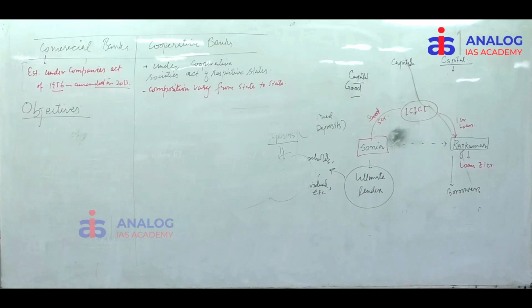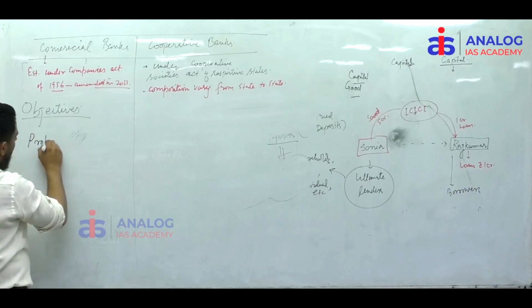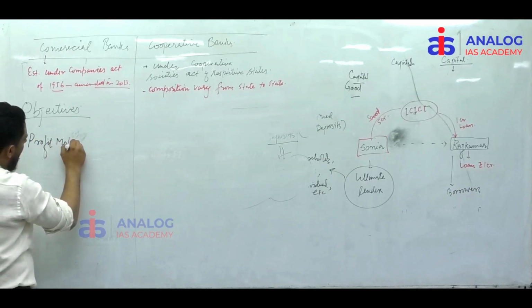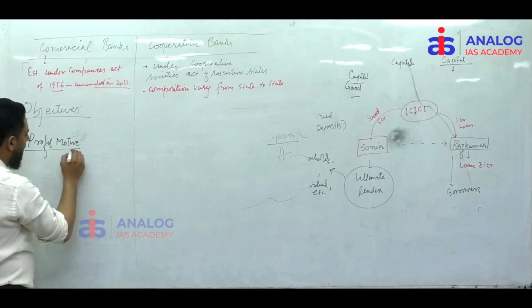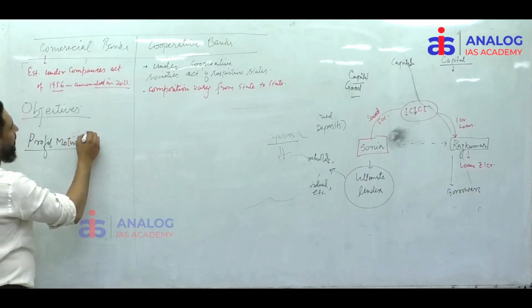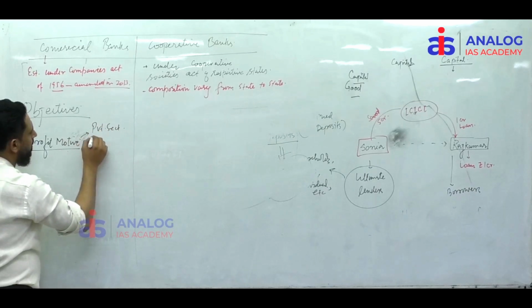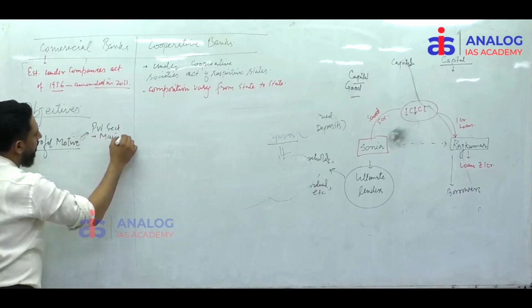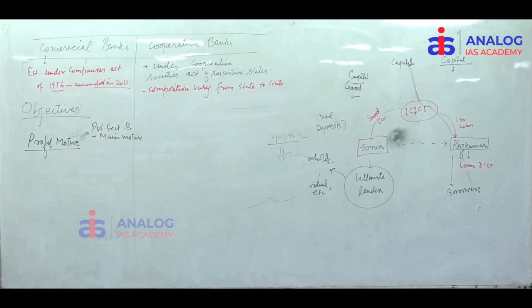Objectives of the commercial bank first. The main objective of a commercial bank is profit motive. Clear? Now here also there is one thing you have to understand. If it is in the private sector, then profit is the main motive. A private sector bank has profit as the main motive.